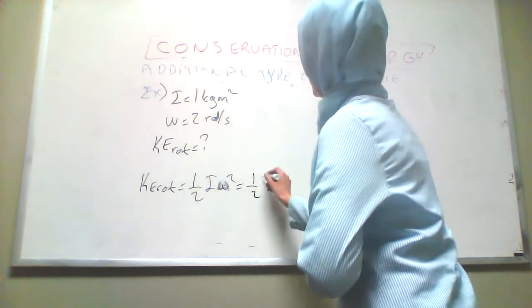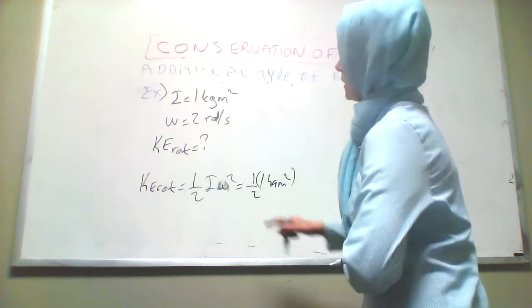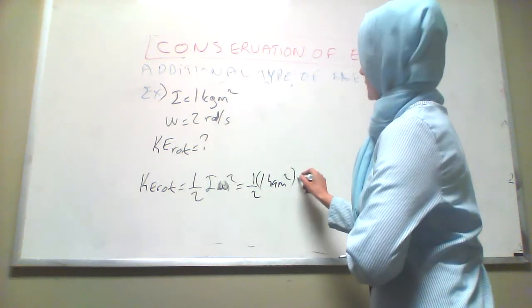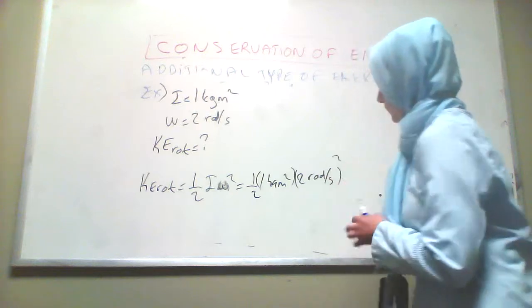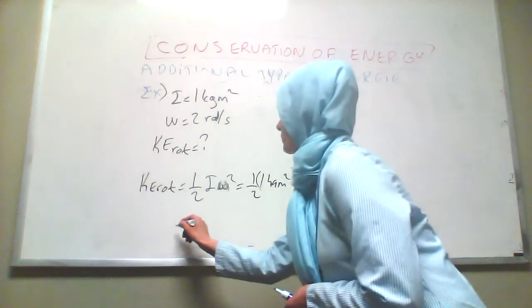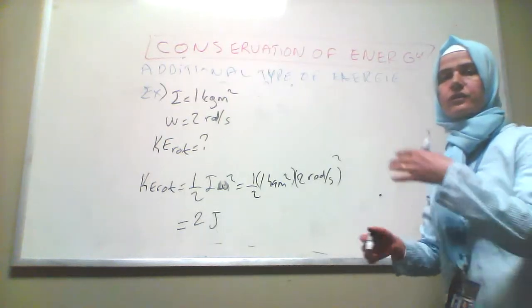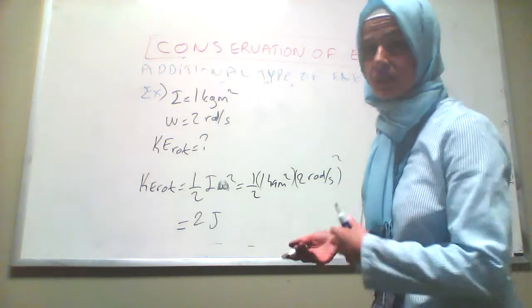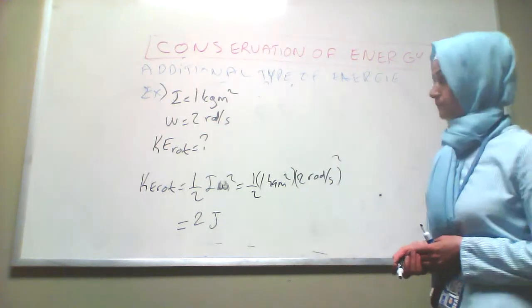1 over 2, 1 kilogram meter squared is I times omega squared, 2 rad per second squared per second squared. It will be 2 joules. As simple as that. It could be rotating tires of a bicycle or a car. They all have rotational kinetic energy.